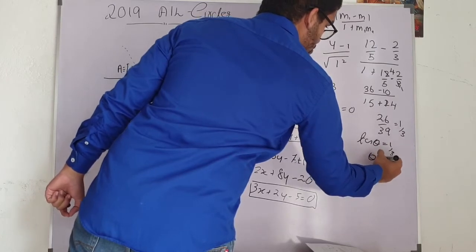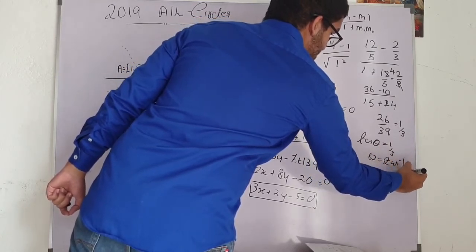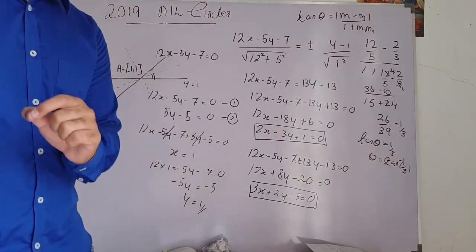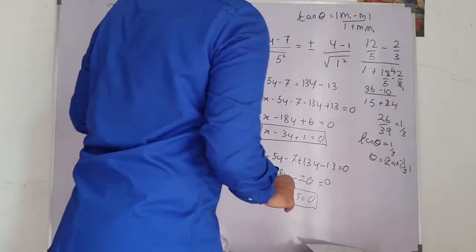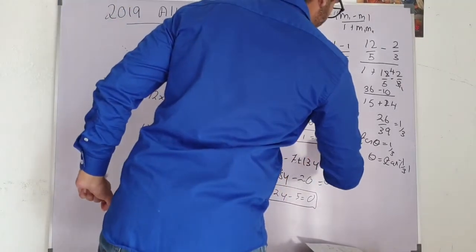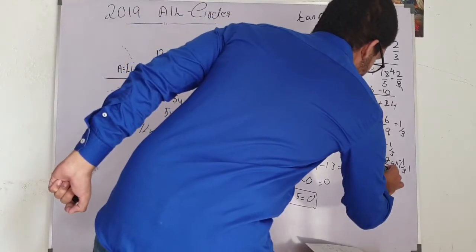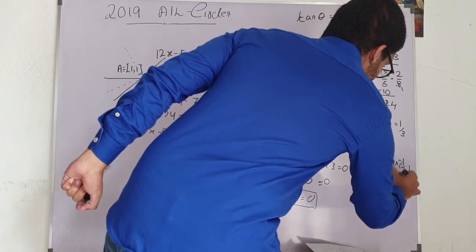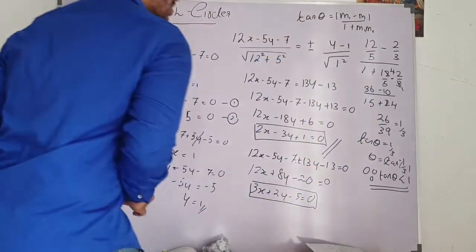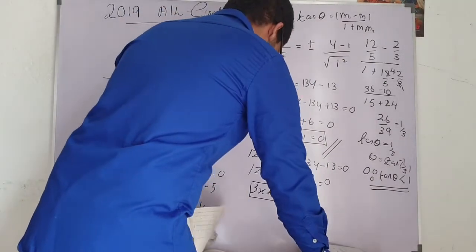So theta equals tan inverse 1/3, and you can see that tan theta is less than 1. When tan theta is less than 1, that is an acute angle. So therefore this will be the equation for the acute angle bisector, because tan theta is less than 1. So now you have obtained up to there. Let's check out your marks up to here.